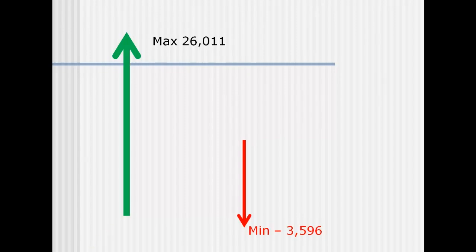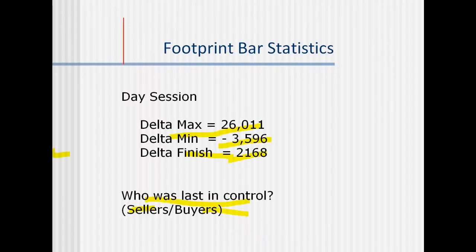We had a max delta of 26011. So at our peak during the entire day session, that is the highest delta that we arrived at, when the buyers were just having their way completely and pushing everybody out of the way. That is the max level that we arrived at. Now, the min level, let me go back here, I flipped a little too quickly.